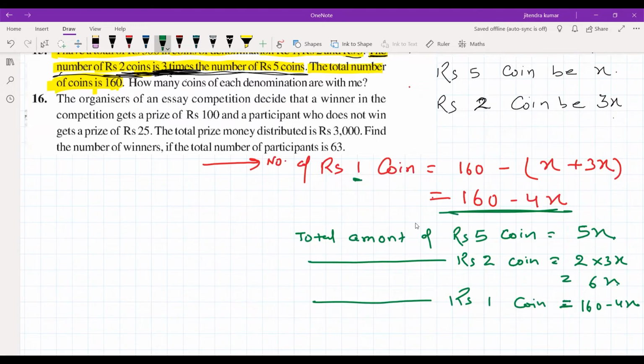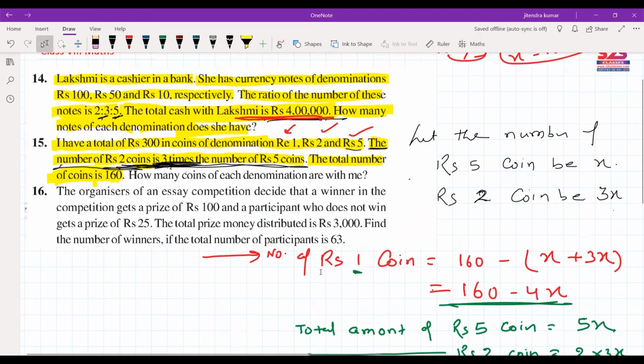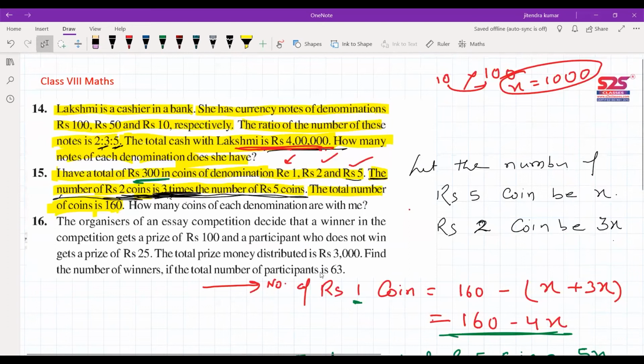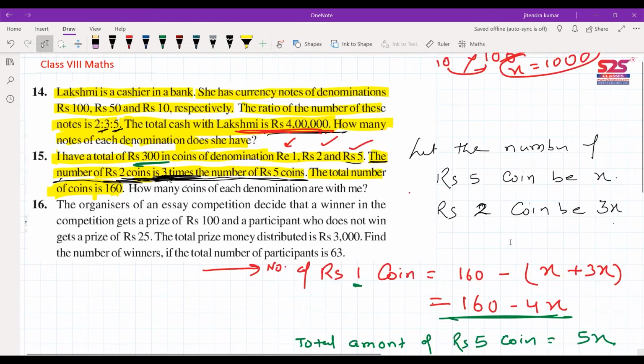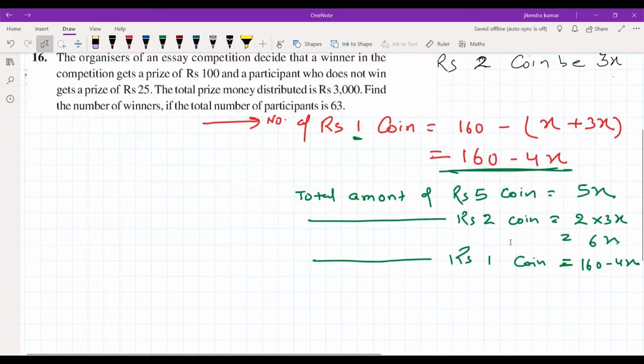So now if we add all these three, this should be equal to how much? 300. So just add these three and put it equal to 300. That will give us the linear equation.